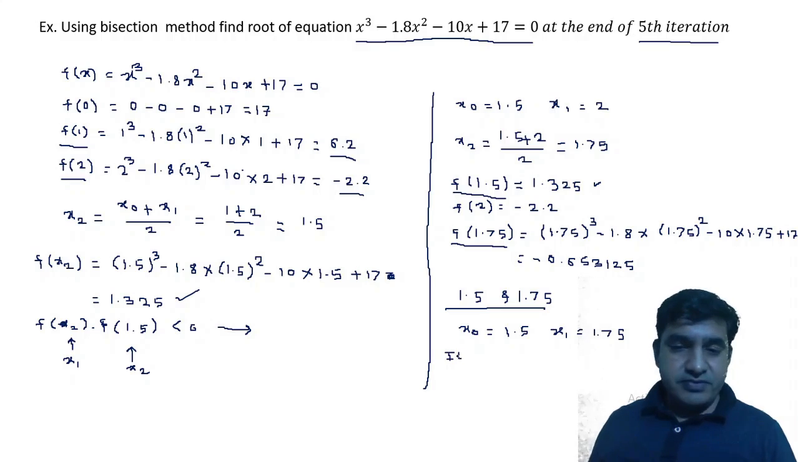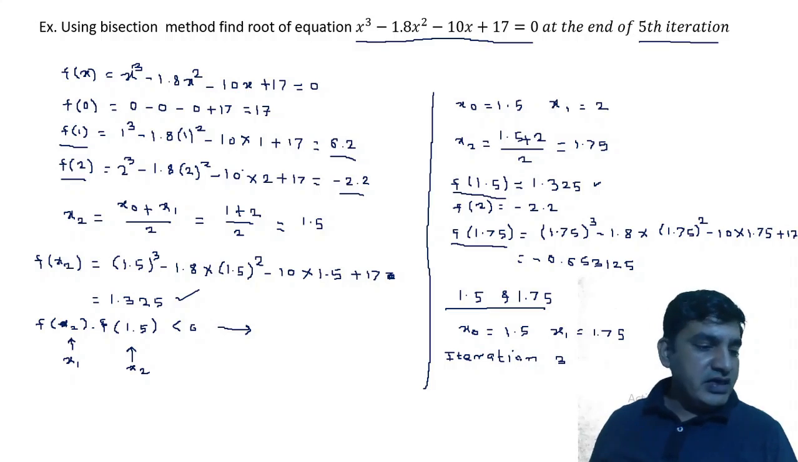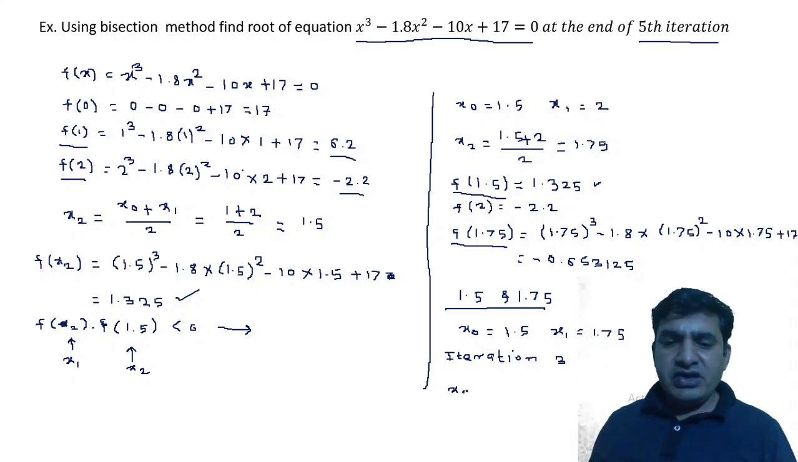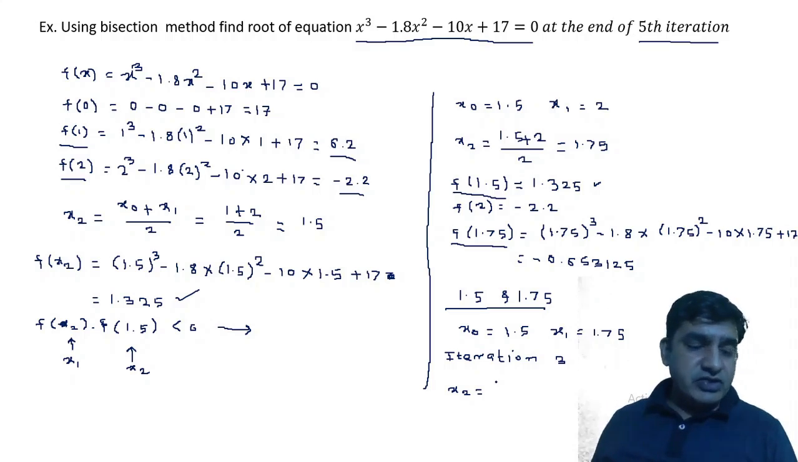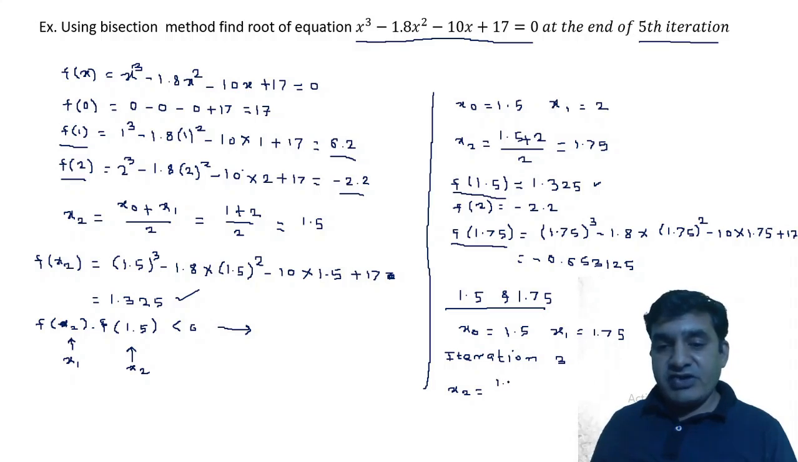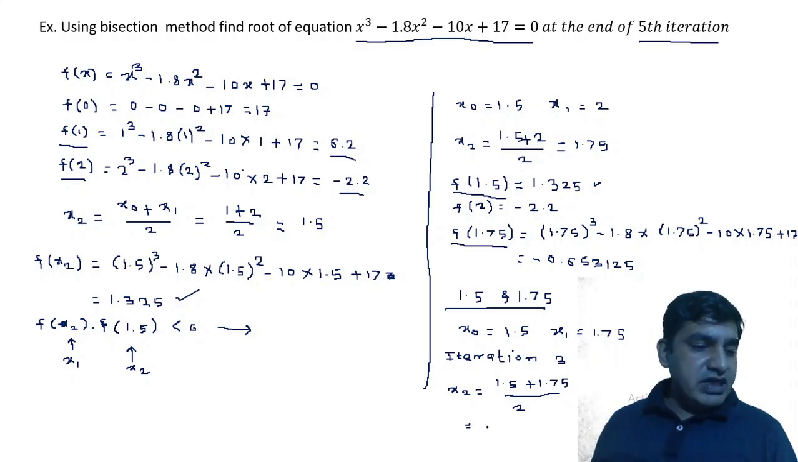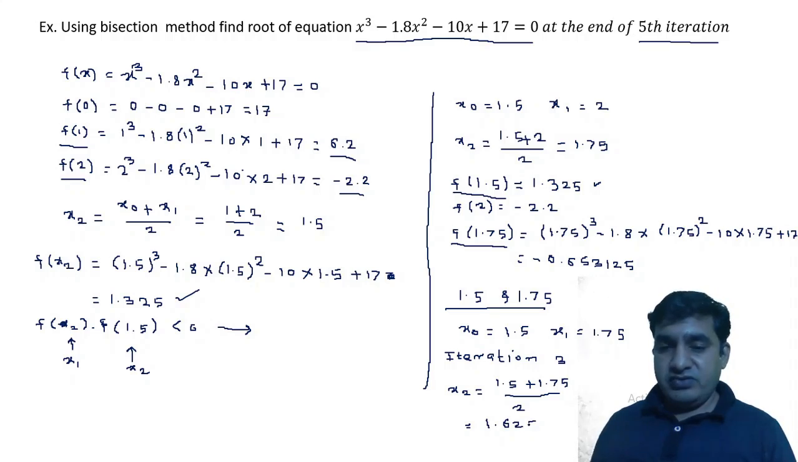Third iteration: x2 is equal to x0 plus x1 divided by 2, where x0 is considered as 1.5 and x1 is considered as 1.75, divided by 2, and we get x2 equal to 1.625.